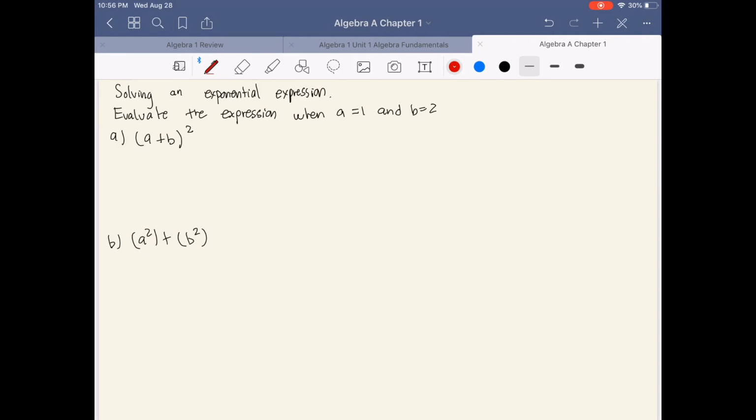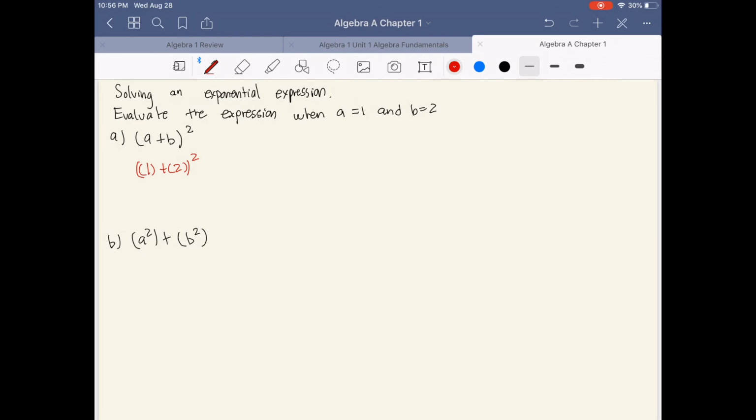Okay, let's go through this together. Evaluate the expression when a equals 1 and b equals 2. So all you're doing is replacing the variables a and b with 1 and 2. So let's go replace a with 1, still doing the parentheses, plus 2, because you're replacing b with 2. Then another parentheses raised to the second power, or squared.